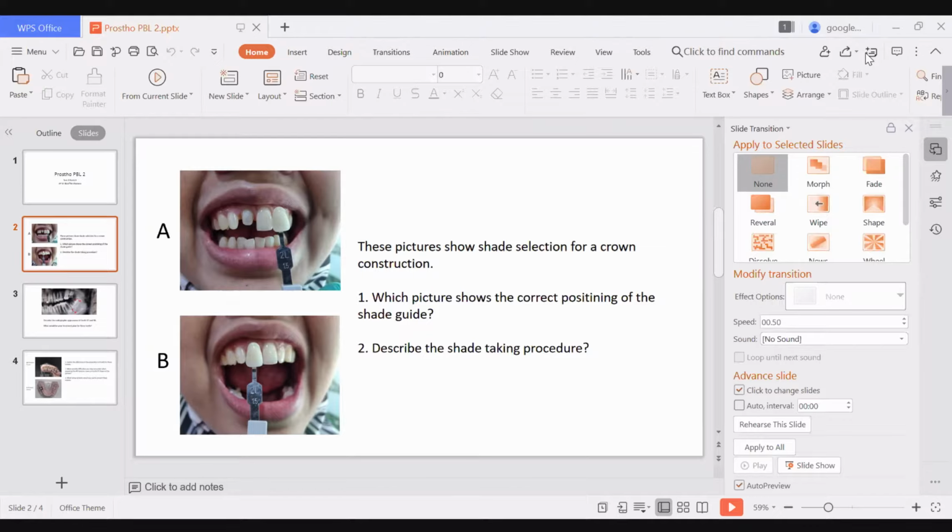I don't know about that. Okay, maybe there are different ways, but to my knowledge, the best is if you can place the shade guide in the actual place where you're going to replace the tooth. Okay, so you get a better picture.